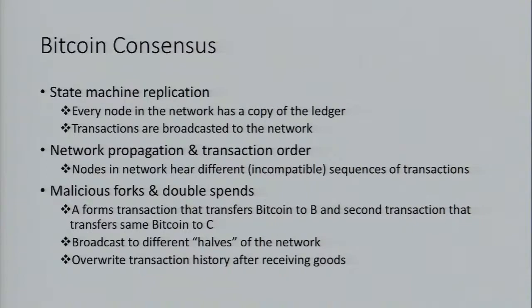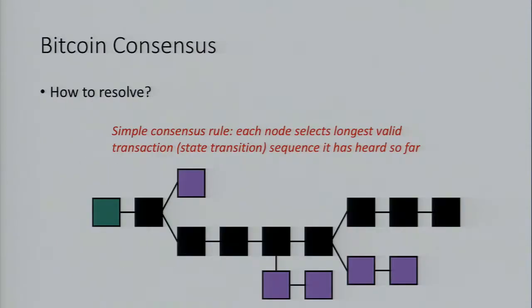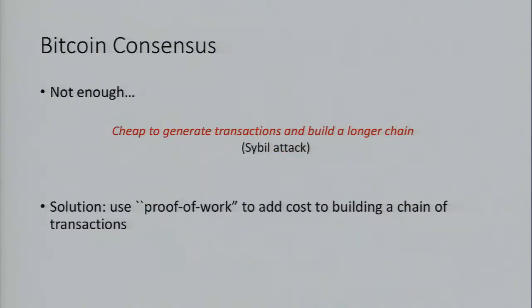And you can also have malicious nodes that intentionally try to attack the system and say spend a coin and then try to overwrite it later on so that they can double spend a coin. So how do you achieve consensus in Bitcoin? Bitcoin has a simple consensus rule. Each node selects the longest valid sequence of transactions that they've heard so far. And that is what they consider to be their current view of the state.